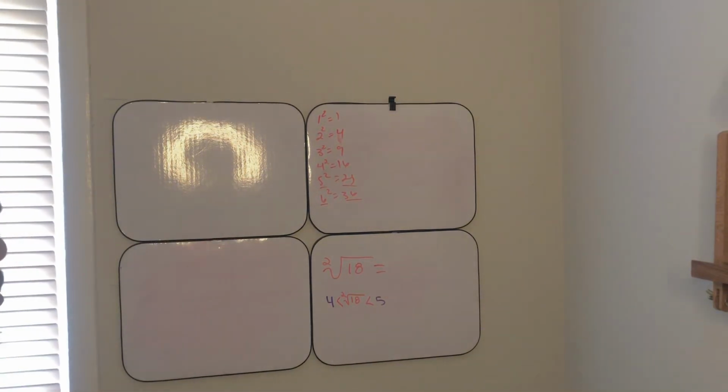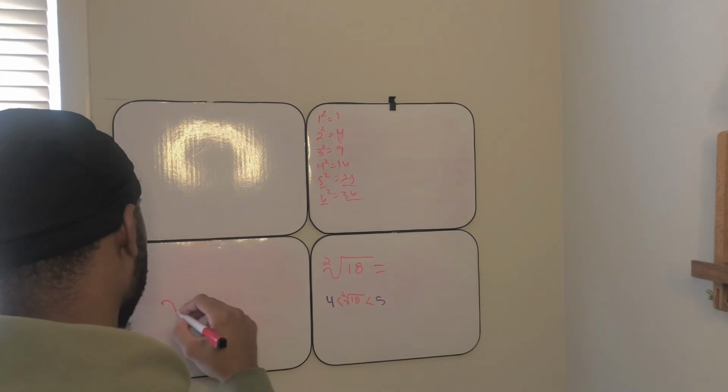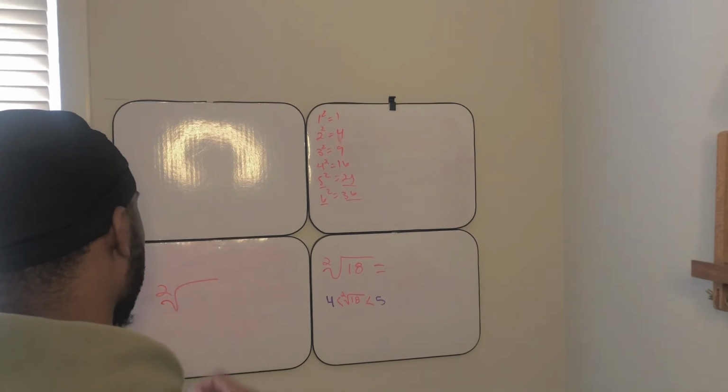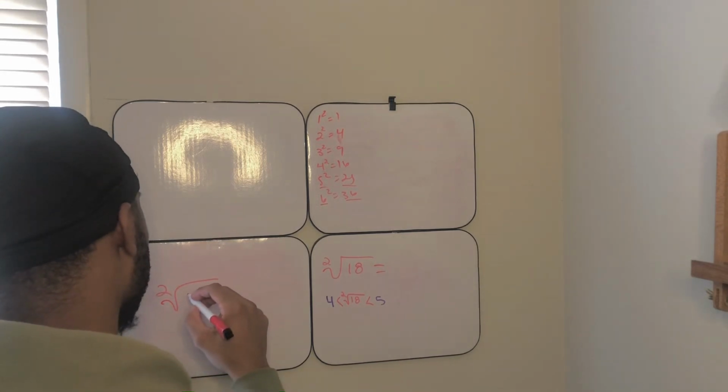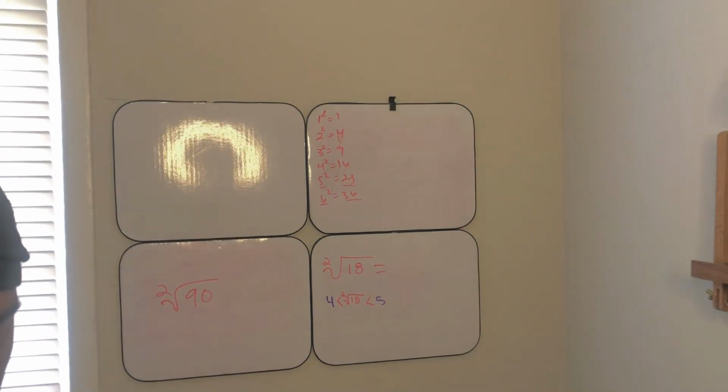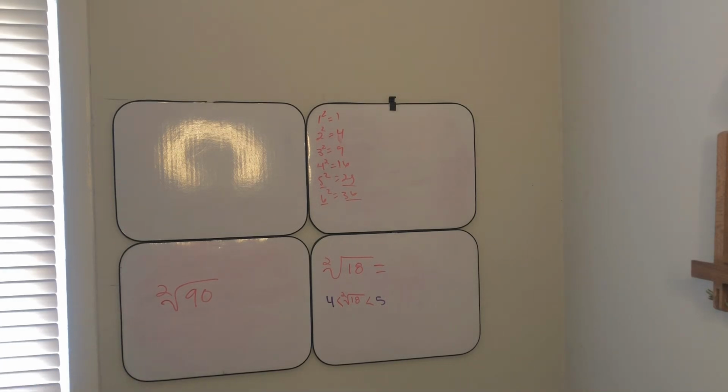Let's say you got the square root of 90. Take a moment to think about that and see what you come up with.